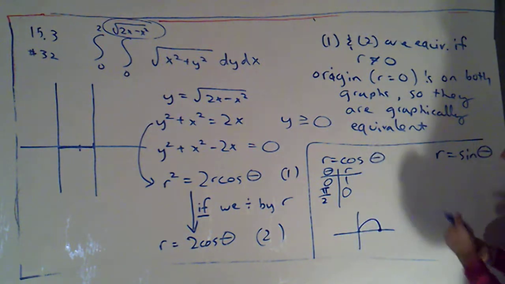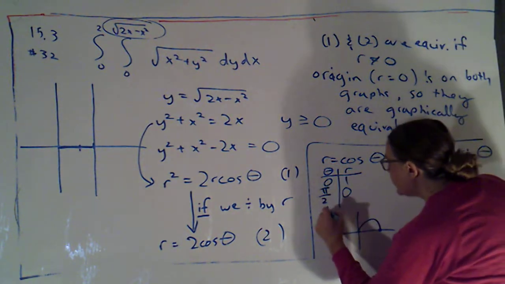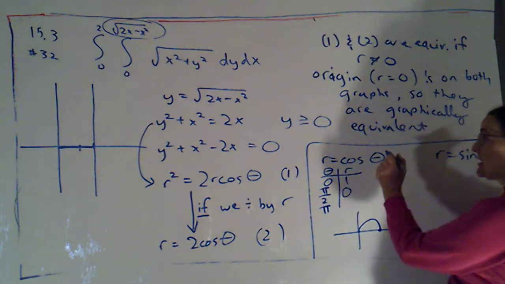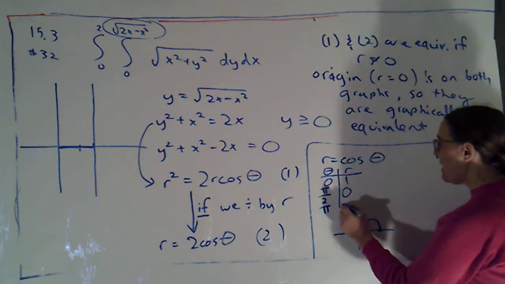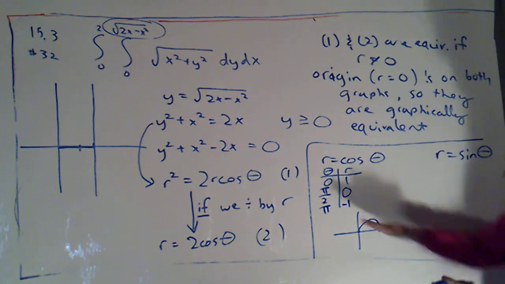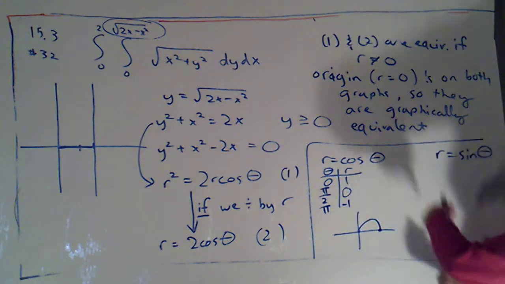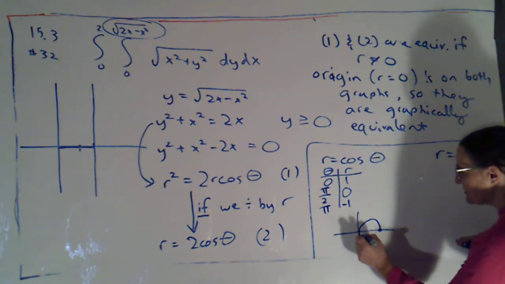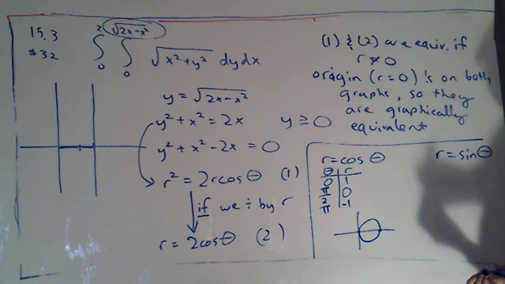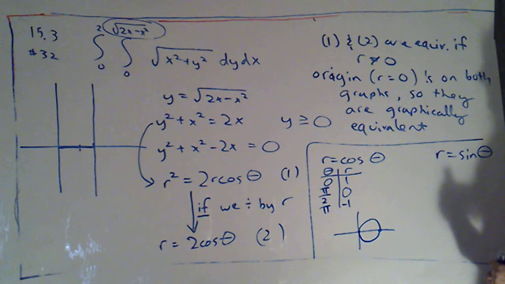And then when we go to pi, cosine of pi is -1, so r is -1. If this is pi, that's the positive direction. The negative direction points in the opposite direction. We're going to come around and complete this part of the circle.